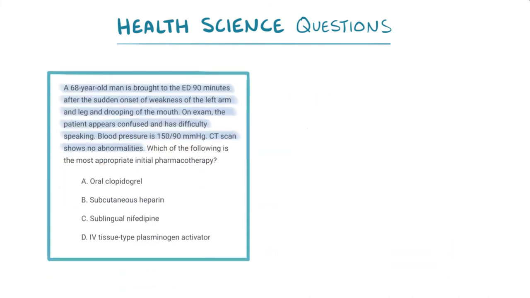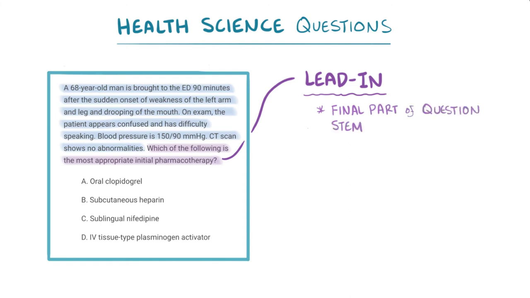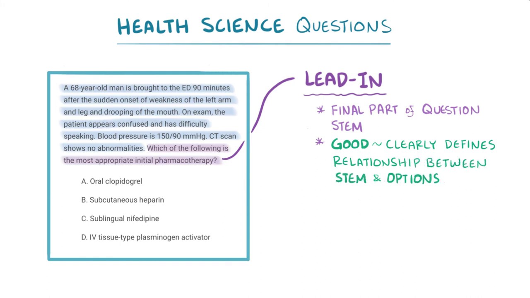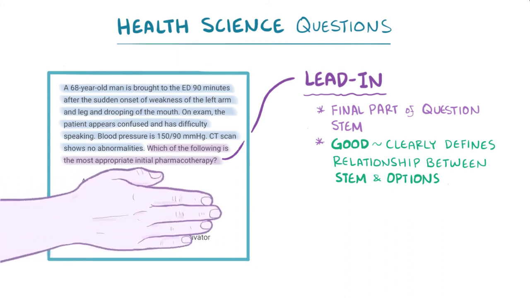After the question's framed up, there's a lead-in, which is the final part of the question stem that leads into the options. A good lead-in clearly defines the relationship between the stem and the option set. In fact, it should be possible to answer a question with the options covered up, or at least come pretty close. When that's not the case, it generally means that the lead-in's too vague.